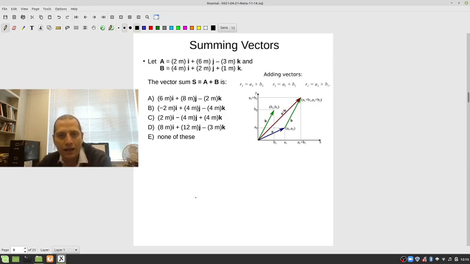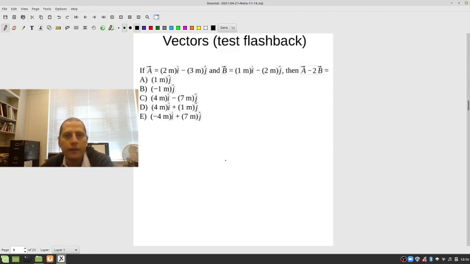Okay, when you're adding up vectors, you just add up all of the components. So in this case, if I wanted to add up A and B, I would just have 6i plus 8j minus, so 1 plus minus 3 is minus 2k. Let's see, is that the answer of any of these? It is.